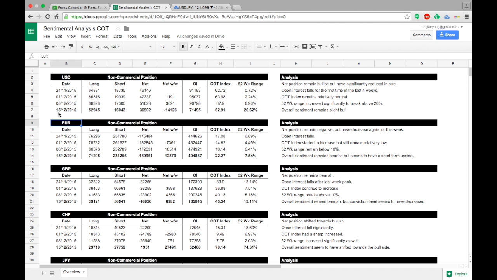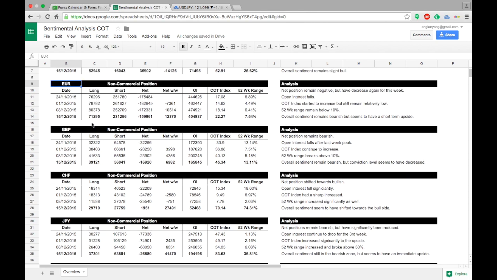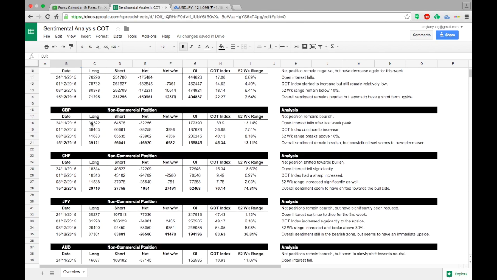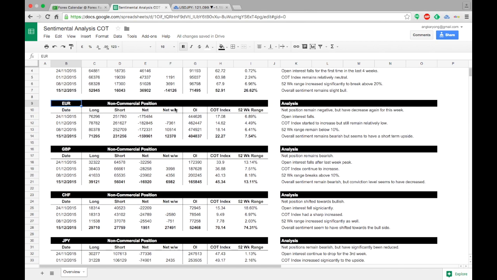Having said that, let me bring you through some of the key ideas, how we do this analysis and what information is crucial in terms of COT. I'll take the euro as an example. Here we have the dates. COT is released on a weekly basis, so you can see the difference between dates is about 7 days. It is usually released on the Tuesday of the week.